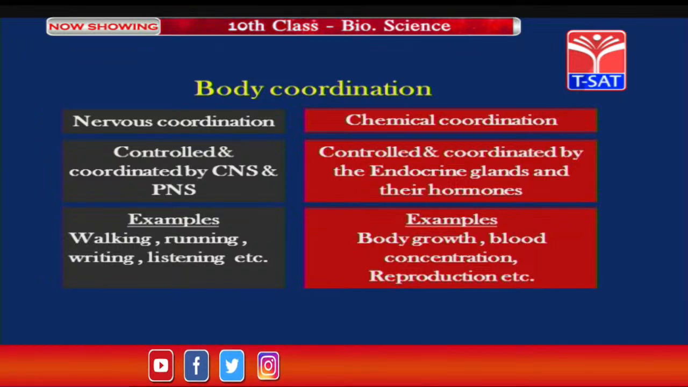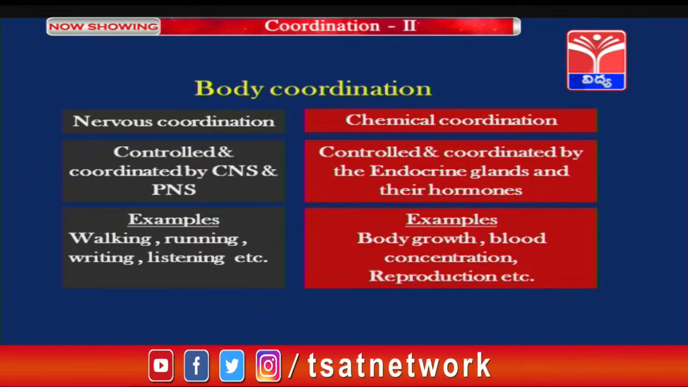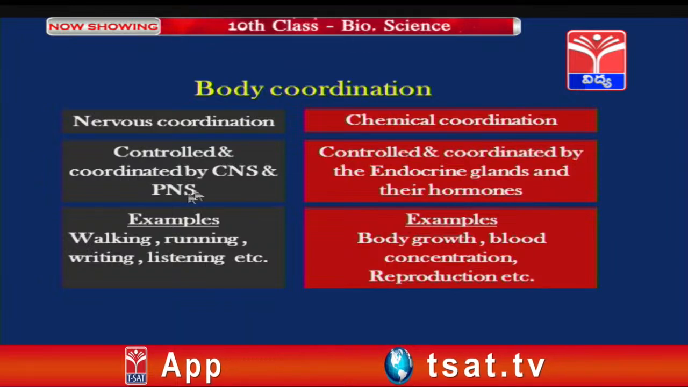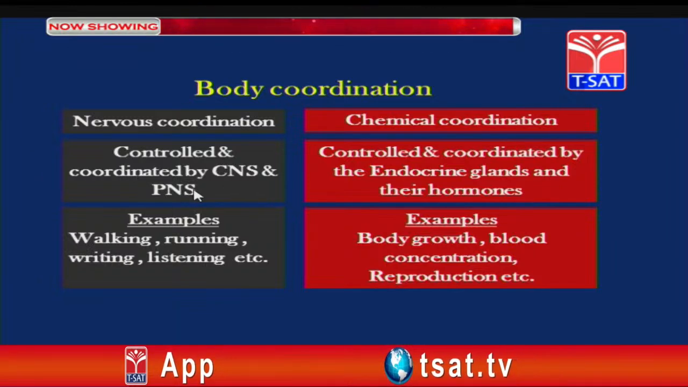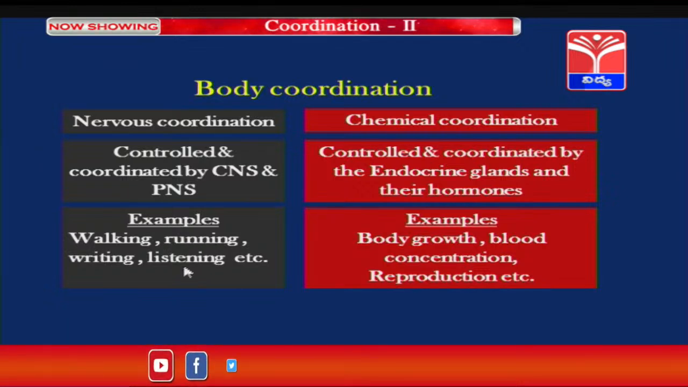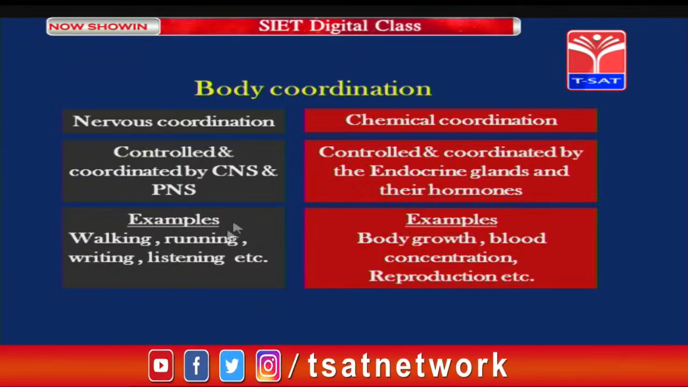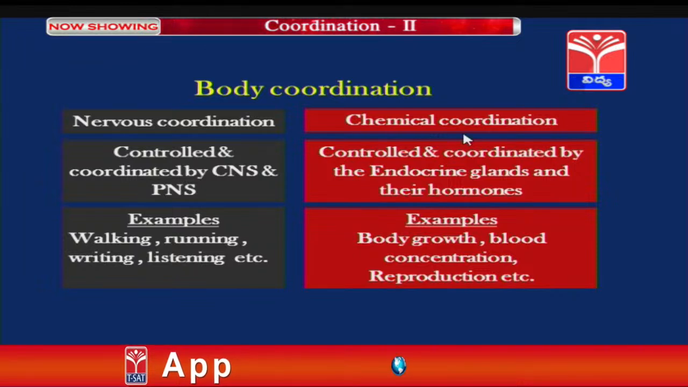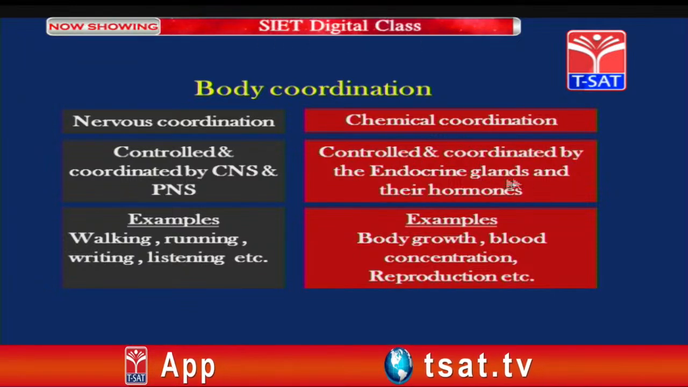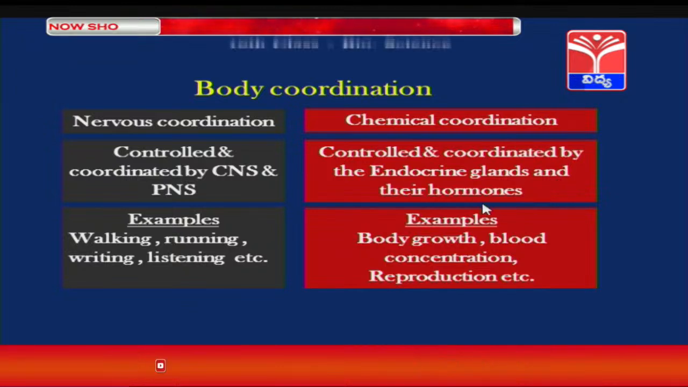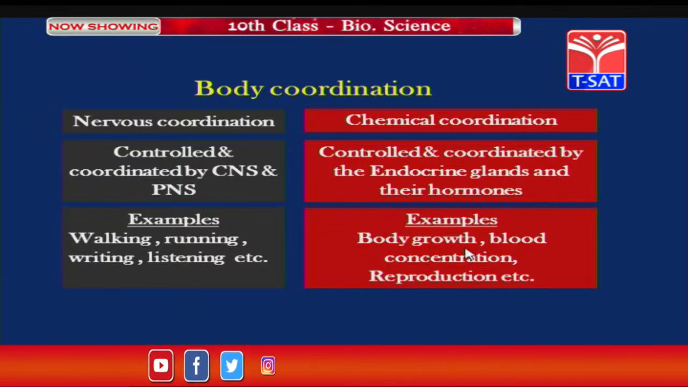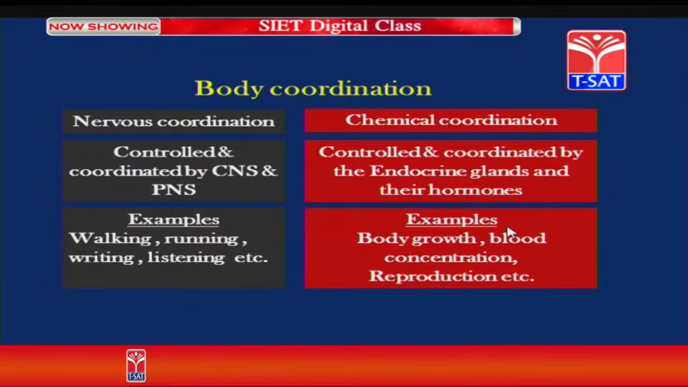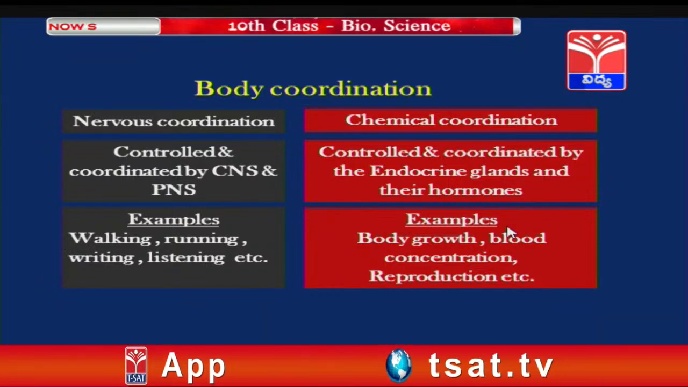Now, let us understand the concept of body coordination by two integrating systems. First, the nervous system. The nervous system coordination is controlled and coordinated by the central nervous system and peripheral nervous system. Examples: walking, running, writing, listening. All these activities are controlled by the nervous system with the help of the central nervous system and peripheral nervous system. Coming to chemical coordination, this is controlled and coordinated by the endocrine glands and their secretions, usually called hormones. Examples: body growth, blood concentration, and reproduction, that is development of sexual organs, are under the control of the endocrine system, that is chemical coordination.